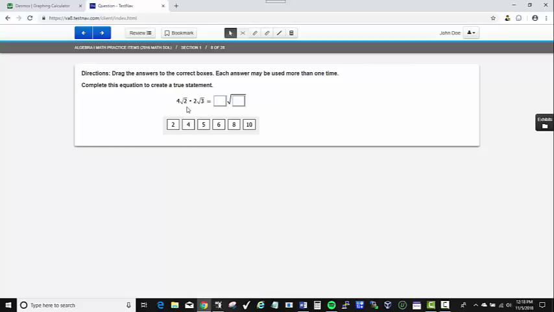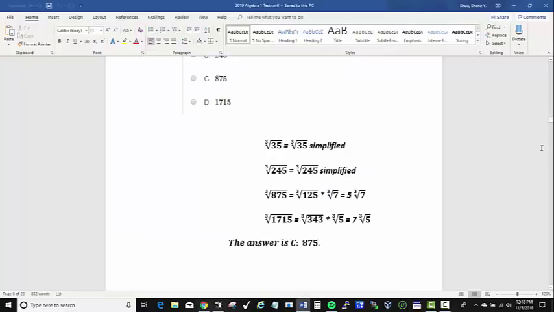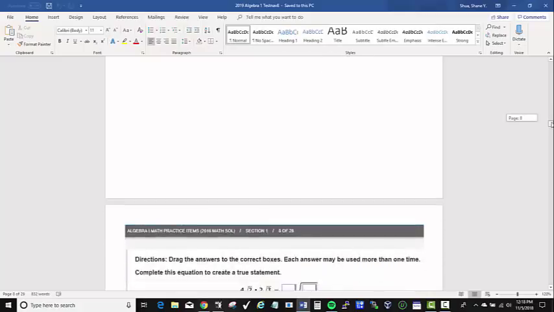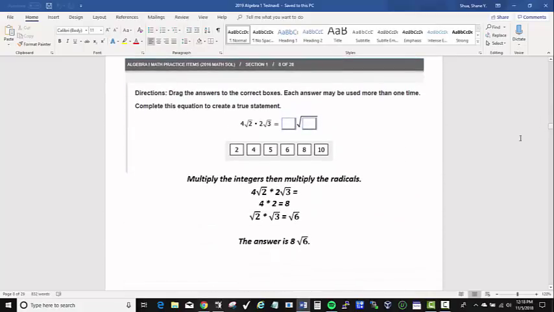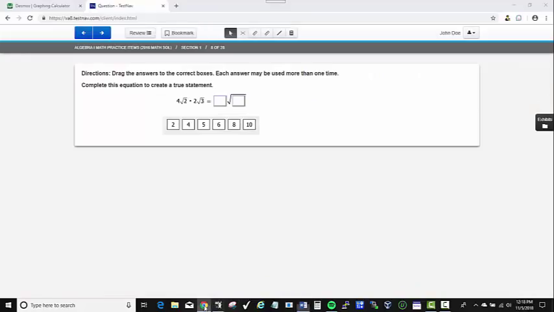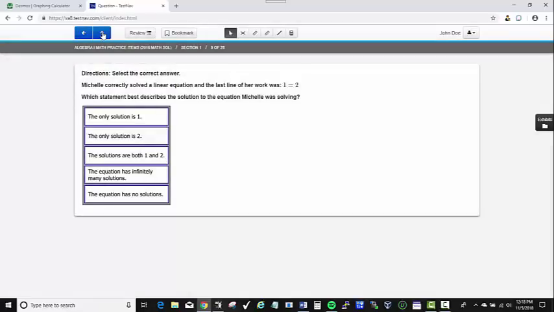4 square root of 2 times 2 square root of 3. Well, basically all you're doing here, you're going to multiply the integers, the 4 times 2, which will give you 8. Then you multiply the radicals. Radical 2 times radical 3, radical 6. So your answer is 8 radical 6. So I would simply put the 8 here, and then radical 6 right here. There we go. All right.